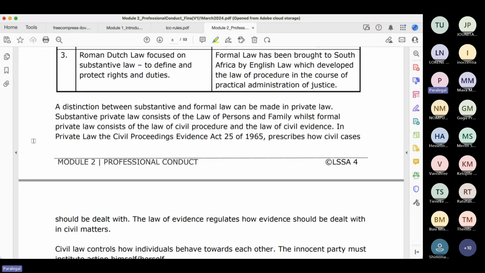Roman Dutch law focused on substantive law to define and protect the rights. And we looked at Justinian, right? And we saw Justinian had the law put together in some books. In the chat group there, if you can still remember, what were those documents or books called? Write the one you remember. Yes, the Codex.